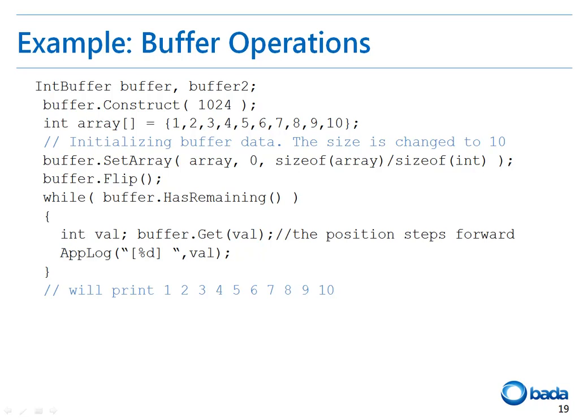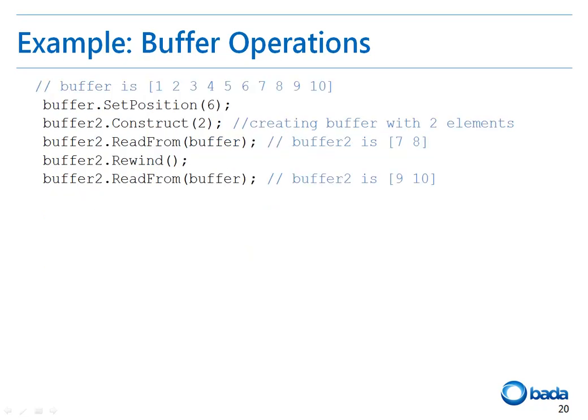After this, we get the data in sequence by calling the get function of the buffer using a loop until there is no remaining data in the buffer. As mentioned earlier, since the get function moves the position one by one whenever it reads data, we can read the data in the buffer sequentially. Then, I've set the position of the buffer to 6 and set the length of buffer 2 to 2.